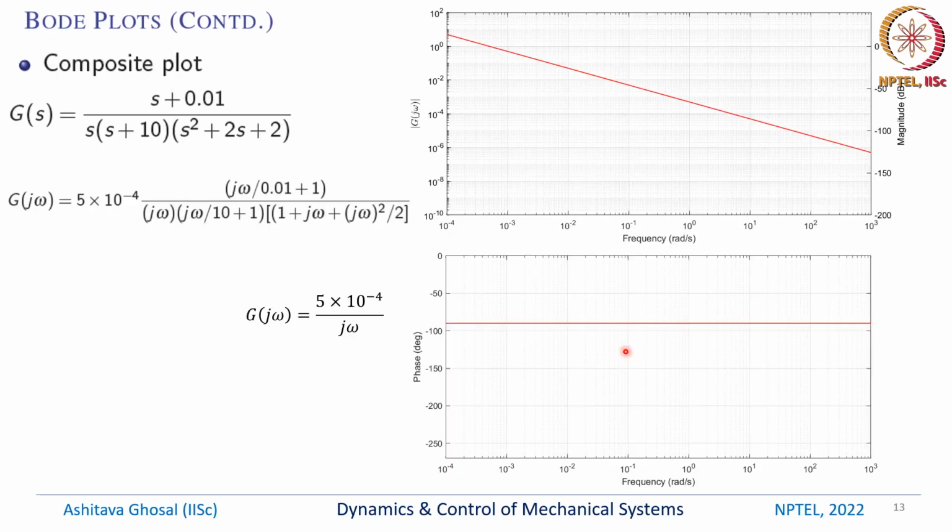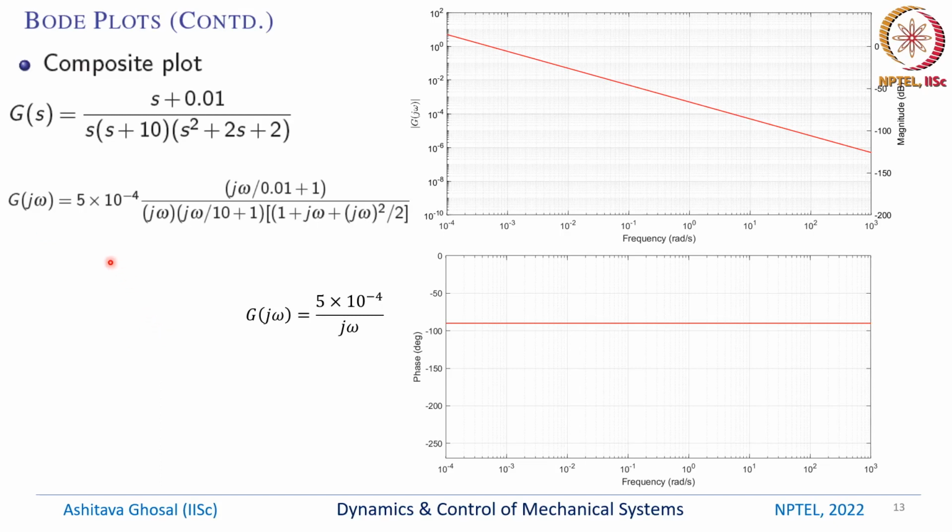Now let us look at a composite plot. Suppose somebody gave you a transfer function, which is G of s equals s plus 0.01, taken arbitrarily, divided by s into s plus 10 into s squared plus 2s plus 2. So we have a first order term, one integrator, another first order term in the denominator, and a quadratic term. And I want to plot the magnitude and phase of this composite G of s, which contains various terms. The Bode plot makes this much easier to do.